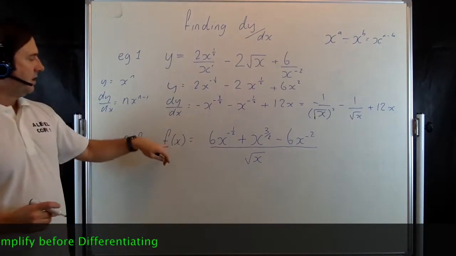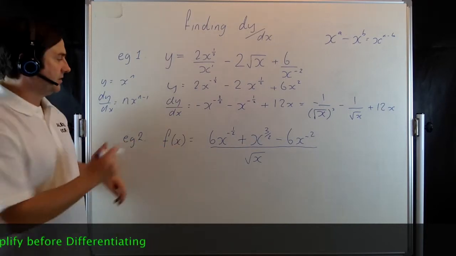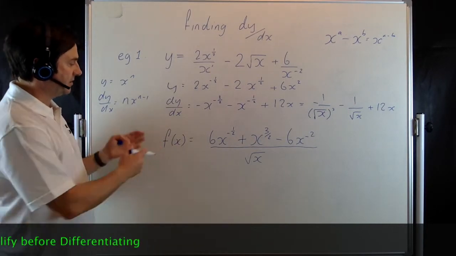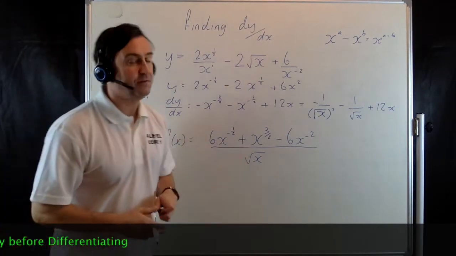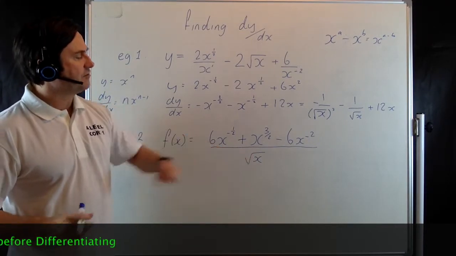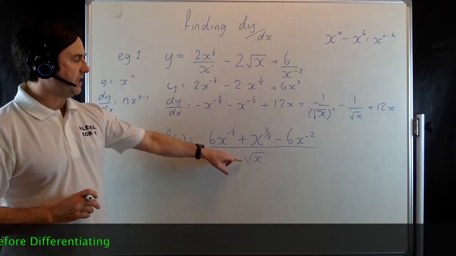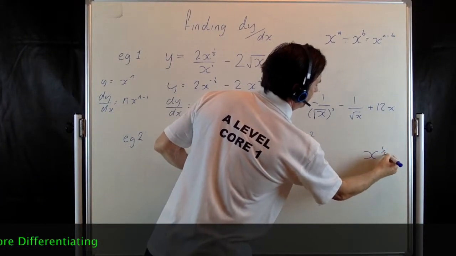Next one, we've got a different terminology here, function of x. So when we're finding dy dx, this becomes f prime x. But first of all, we've got to simplify this. So we need to get this x out of the root here. If we take the x out of the root, that's going to become x to the half.